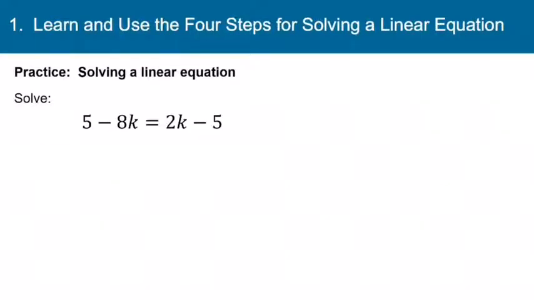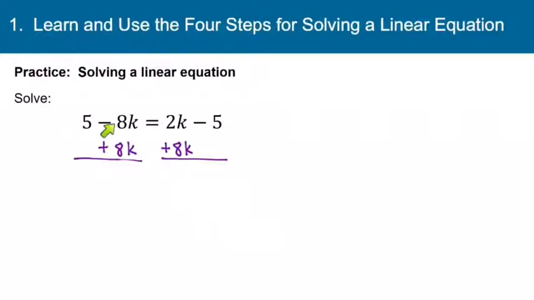Because we have both variable and constant terms on each side of the equal mark, we're going to focus on eliminating the smaller variable term. Negative 8 is smaller than positive 2, so let's eliminate this minus 8k. I'll put plus 8k on both sides.